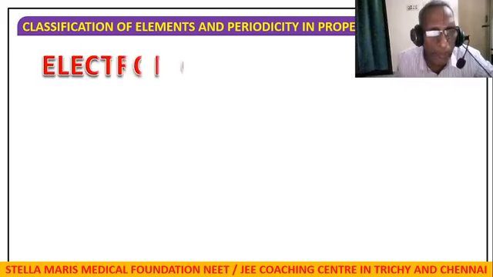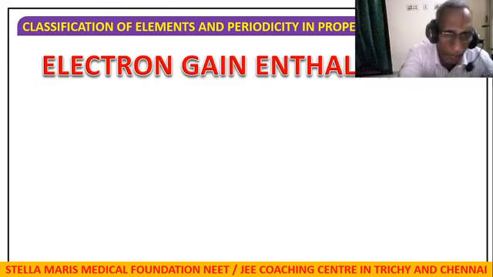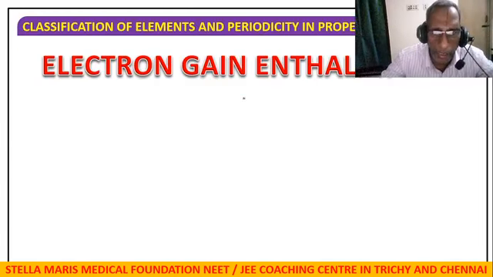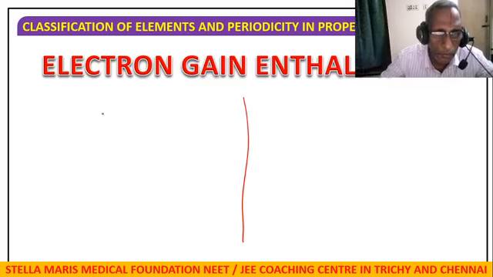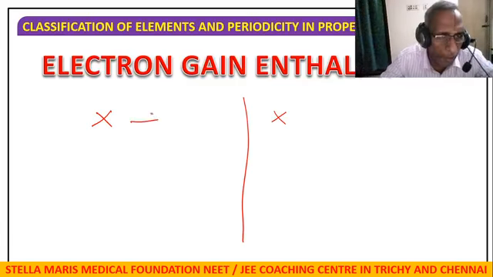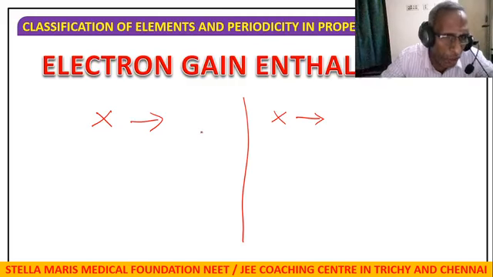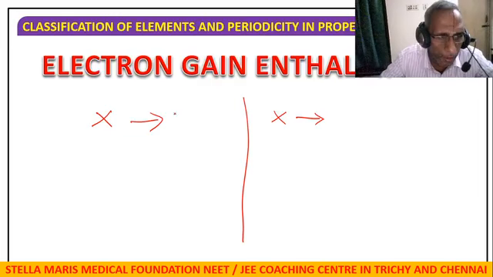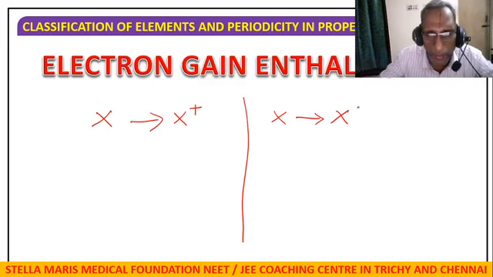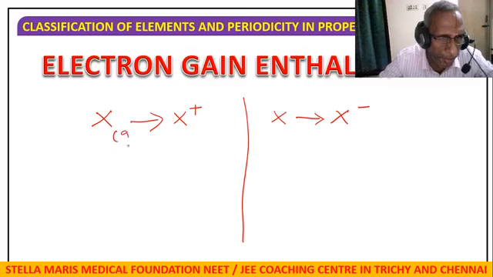First, what is meant by electron gain enthalpy? Everybody note. You have a neutral atom. It has to be converted into an ion. What is an ion? It is a charged particle, either a positively charged particle or a negatively charged particle. Let us consider both cases. Here it is a positively charged particle. Here it is a negatively charged particle. All are in the gaseous state.